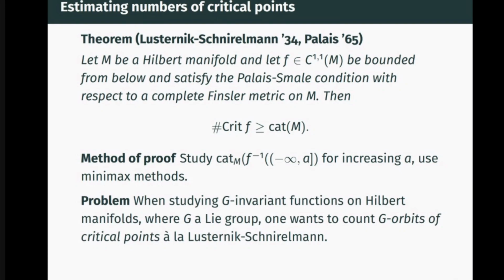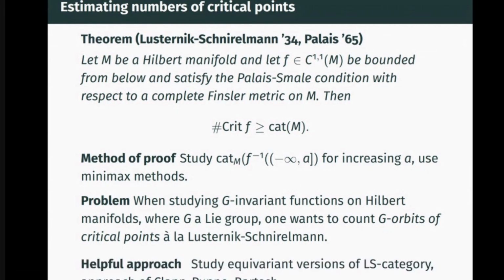The problem occurs if you study G-invariant functions on Hilbert manifolds with respect to some Lie group action. Because then, critical points do not occur as singular isolated points, but as G-orbits. They always, of course, come in orbits. And if G is a Lie group, this means that every orbit consists of infinitely many points. So this counting is rather pointless. What we would really like to count is the number of orbits and not the number of points itself, and to work this out in a Lusternik-Schnirelmann way with this approach of sublevel sets. There has already been an approach. I mean, there are equivariant versions of Lusternik-Schnirelmann category. This was, I think, first done by Knapp and Puppe in the 80s.